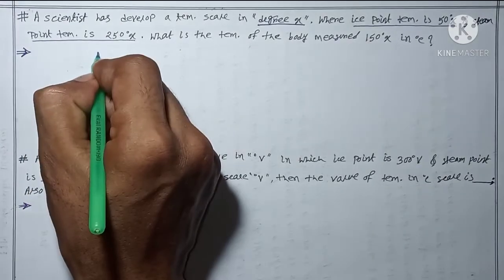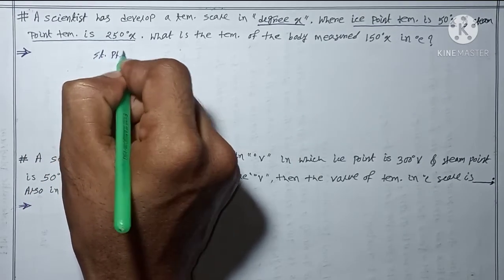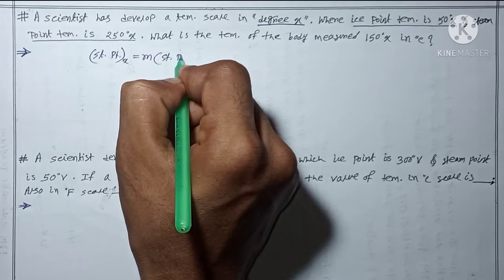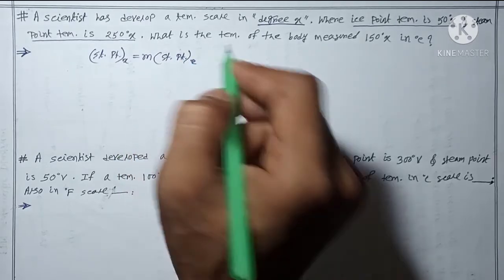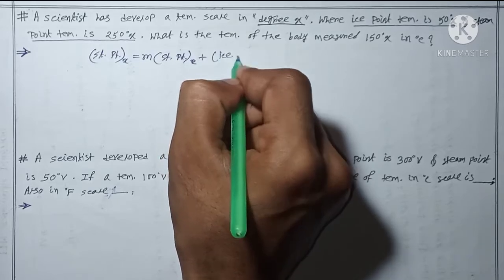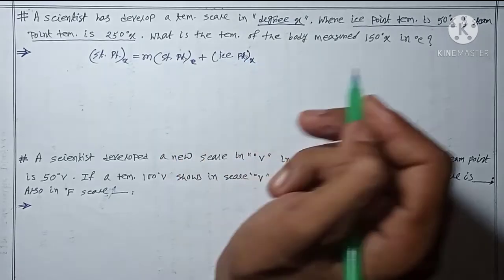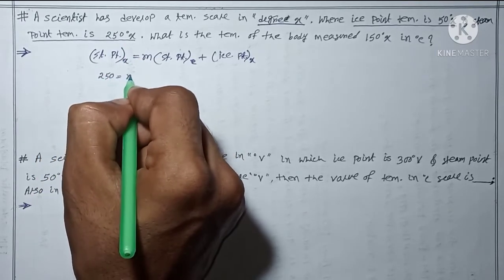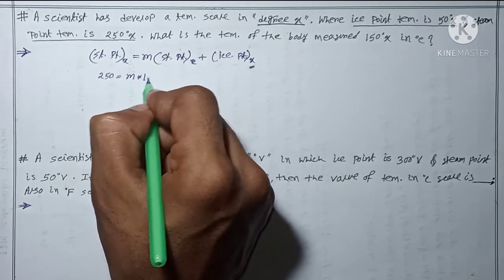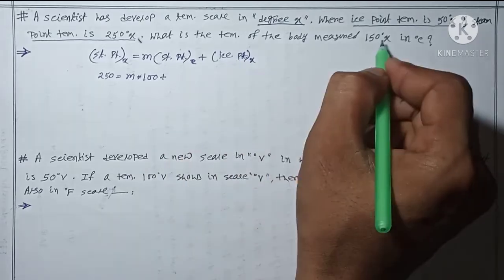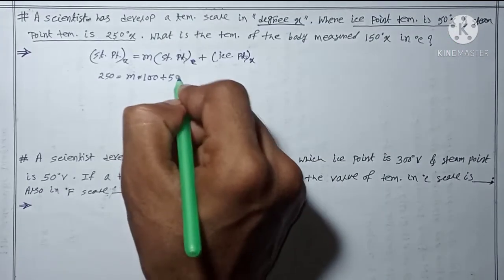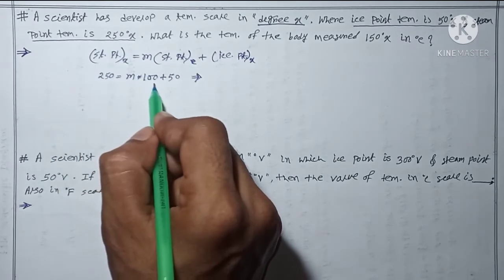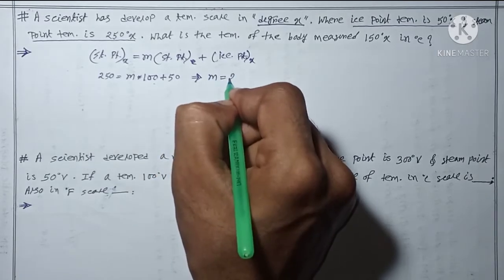So simply we know the steam point in X scale is equal to m into steam point in degree Celsius scale plus ice point temperature in X scale. So steam point in X scale is given 250, equal to m into steam point in degree Celsius, we know it's 100, plus ice point, which is 50 in X scale. So 250 minus 50 is 200, 200 by 100, so m is equal to 2.